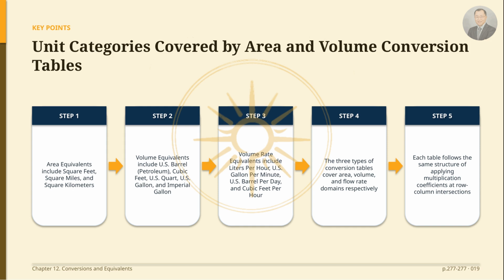Since all three tables use the same method of applying the multiplication factor at the intersection of rows and columns, once you understand the structure of the table, you can perform conversions in any of these areas: area, volume, or flow rate, in the same way.